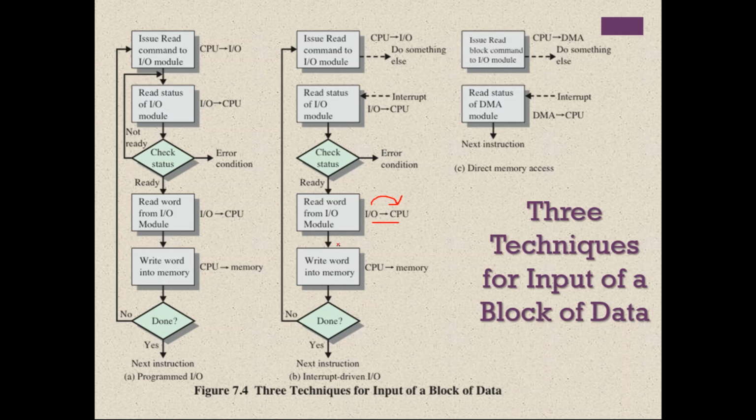After reaching the CPU, what will the CPU do? The CPU will write that to the memory location. Then the processor checks, if we want to do only one read operation, whether that is completed or not. If it is completed, then it will go to the next instruction. If it wants to read something else, say it wants to read 4 blocks continuously, now it has read only one block.